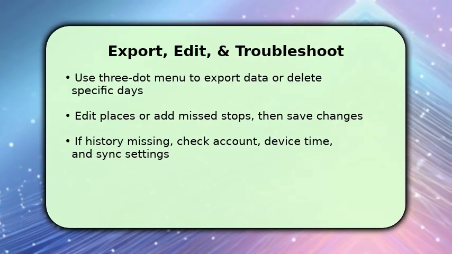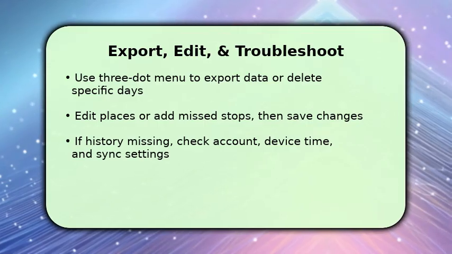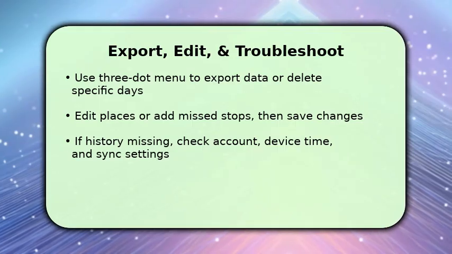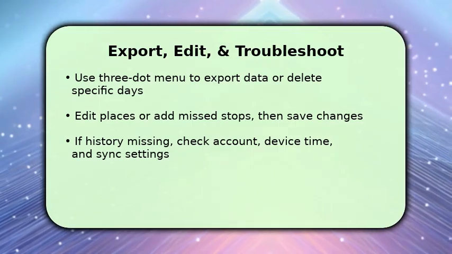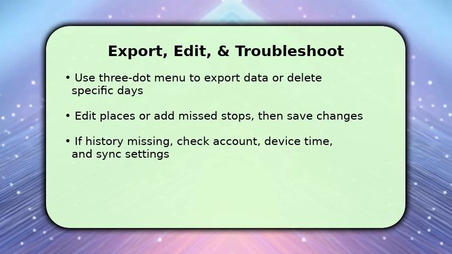If you don't see expected trips, make sure the correct Google account was used, device clock and time zone are accurate, and sync is active. These factors often block entries. If problems persist, toggle location history off and on, wait 15 minutes.